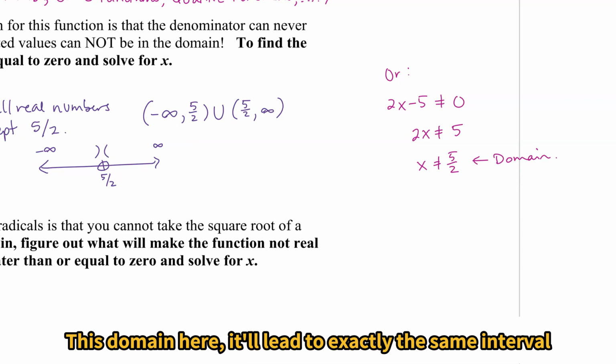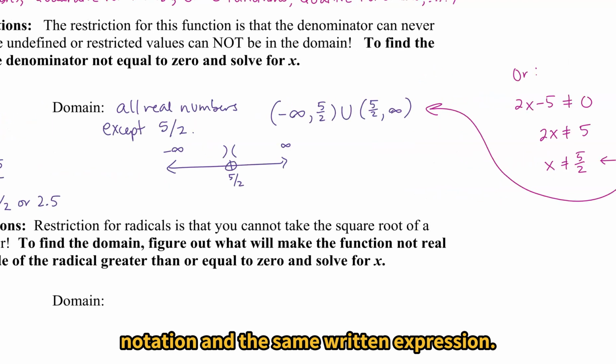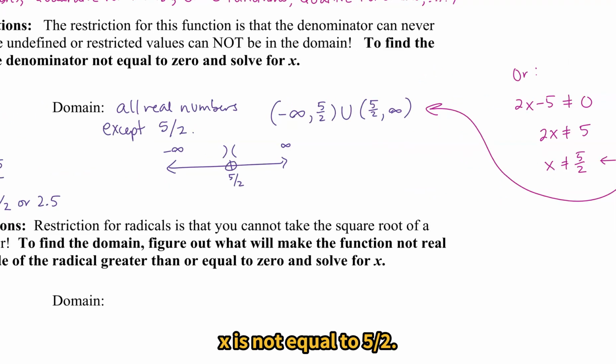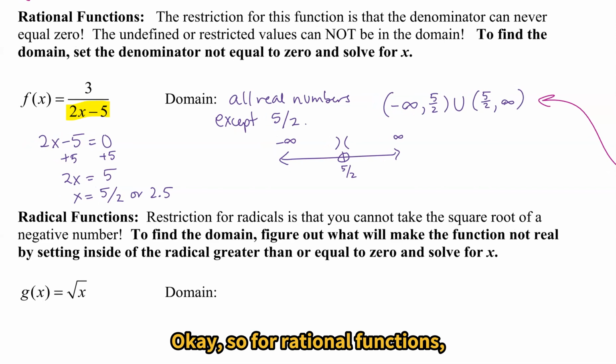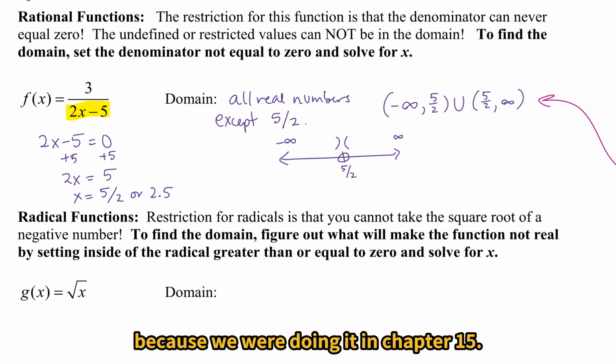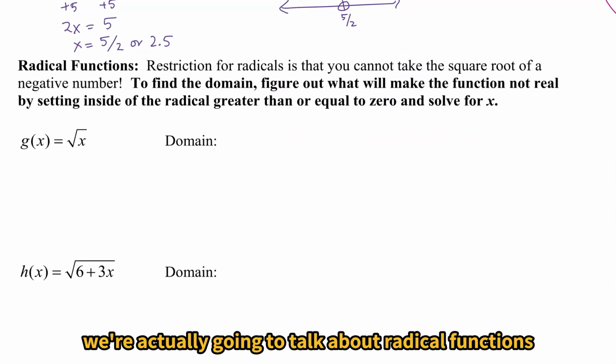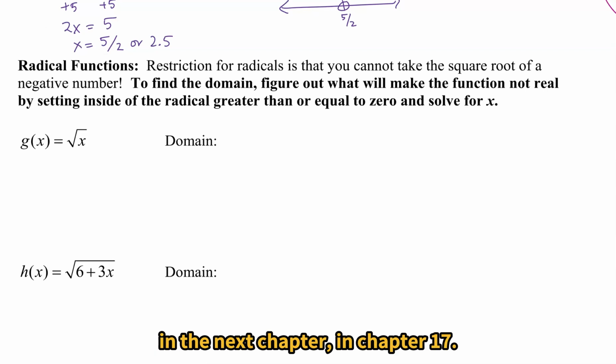This domain here will lead to exactly the same interval notation and the same written expression: x is not equal to 5/2. So for rational functions, we have some context on how to do that because we were doing it in chapter 15. Let's take a look at radical functions now. We're actually going to talk about radical functions in the next chapter, in chapter 17.